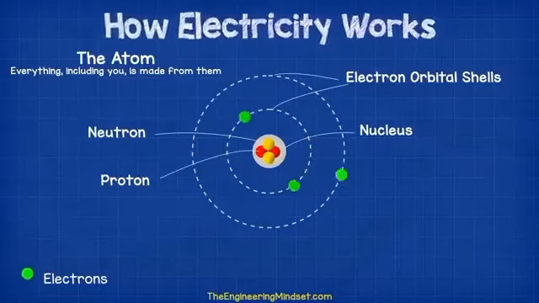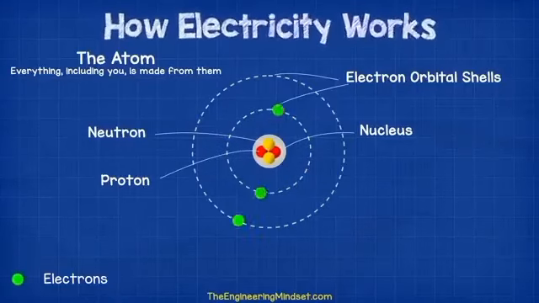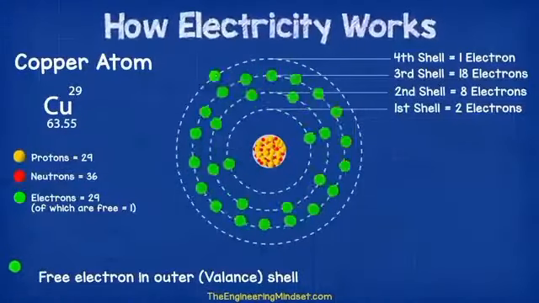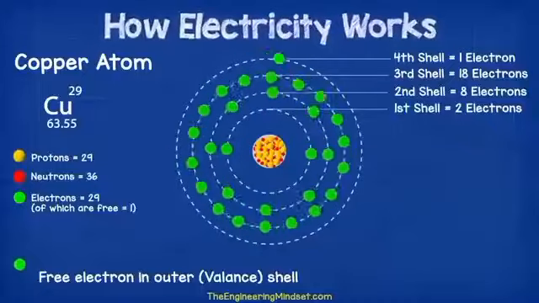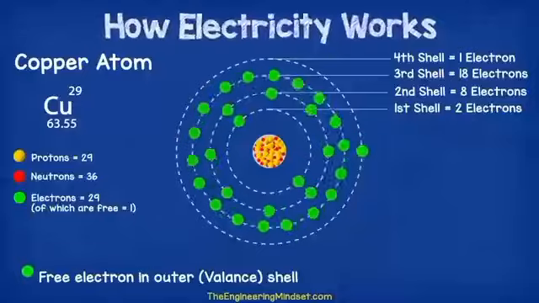The electrons are negatively charged and they are attracted to the positive charge of the protons. The electrons orbit around the nucleus in these orbital shells, and there are a set number of how many electrons can be in any one orbital shell. The number of protons, neutrons and electrons an atom has tells us which material it is.